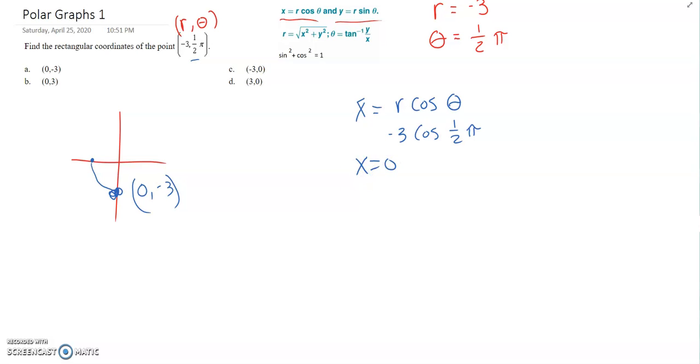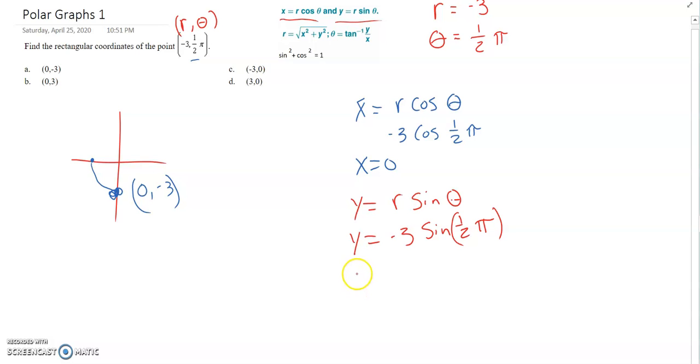And for our y value, we can do the same thing. R is -3, and theta is 1/2 pi, so -3 sine of 1/2 pi. Make sure you're in radian mode for these measurements. And we do get -3, so definitely that is what we get.